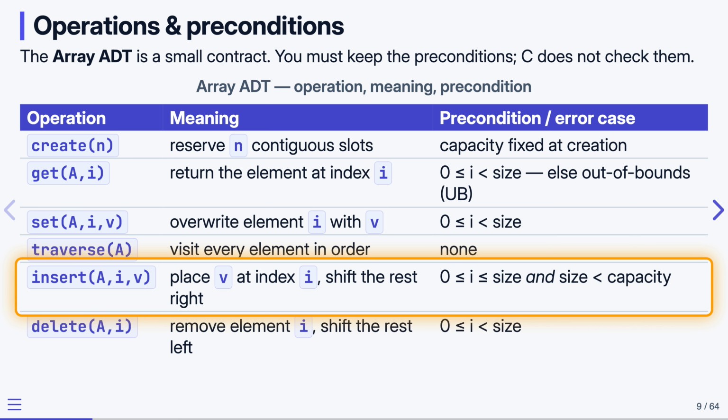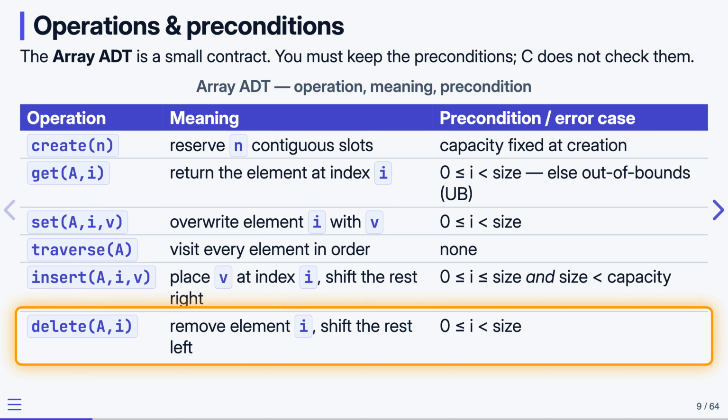Next, insert of a, i, and v. This places v at index i and shifts the rest of the elements one step to the right. It has two rules. Index i must be at least 0 and at most the size, and the size must be less than the capacity, so there is room to grow.